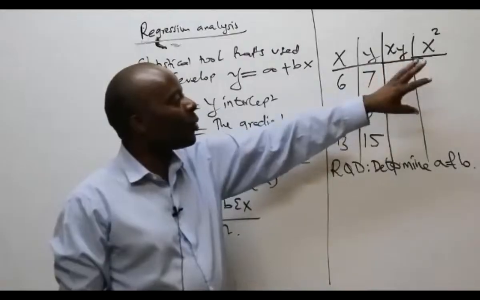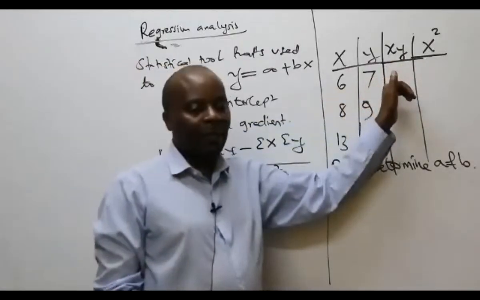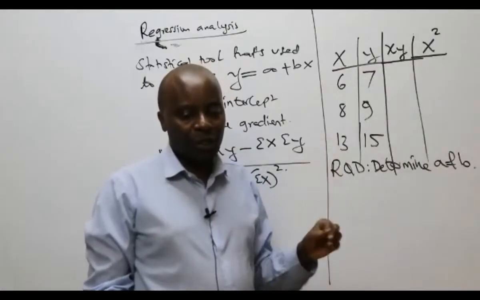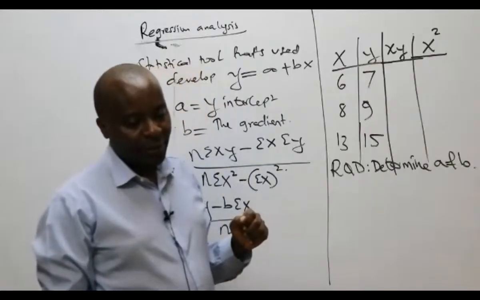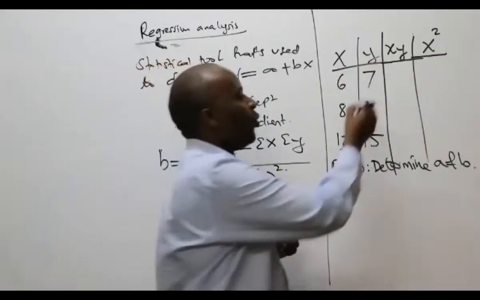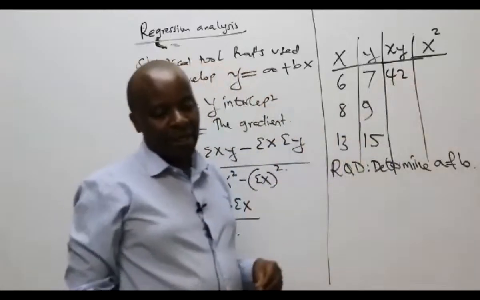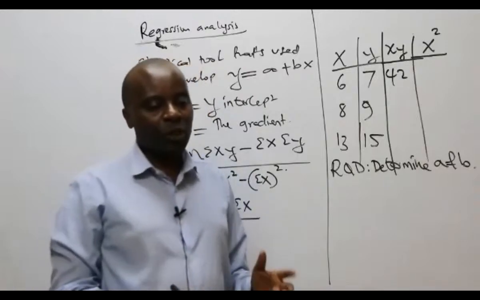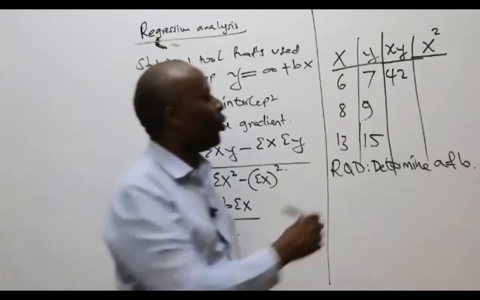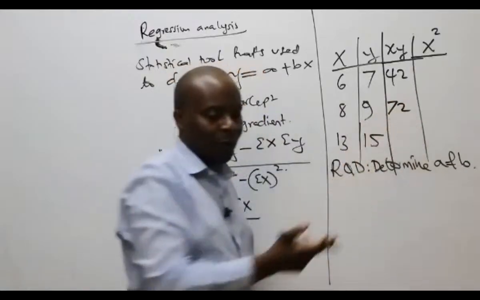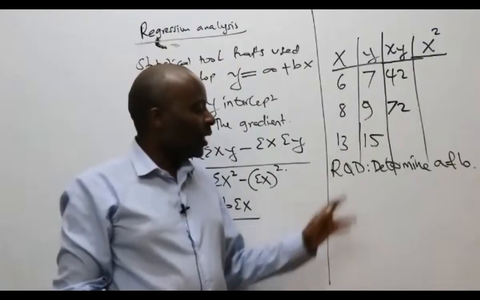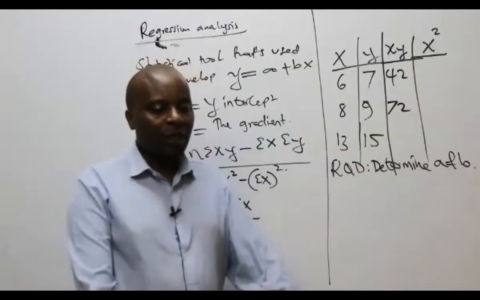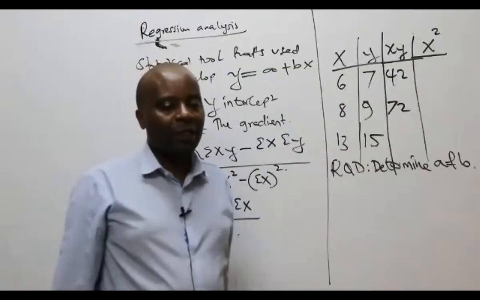So I need the column of xy first. What is 6 times 7? Somebody give me the multiples. 42. How about 8 times 9? I know the multiples, but I would want you guys to be engaged in this. 72. The third one, 13 times 15, gives me what figure?